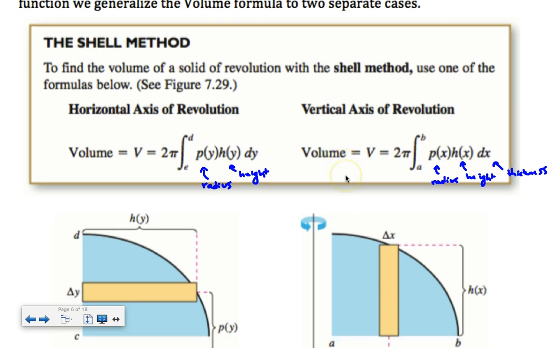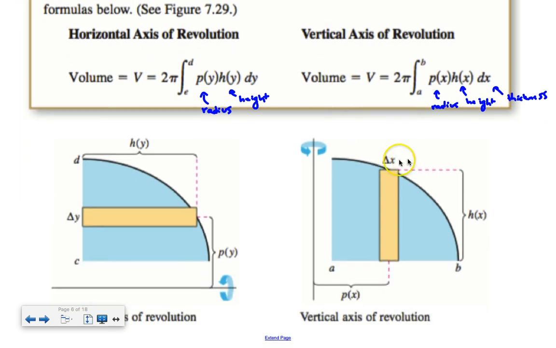Okay. Visually, it looks like this. So with a vertical axis of revolution, it's always going to be this inner radius here, which for the most part, if it's a vertical axis of revolution, is going to be equal to x, times the height of the rectangle, which will be the height from wherever your bottom end is all the way up to the curve, times delta x, which is just going to turn into dx, and then we'll integrate over that interval.